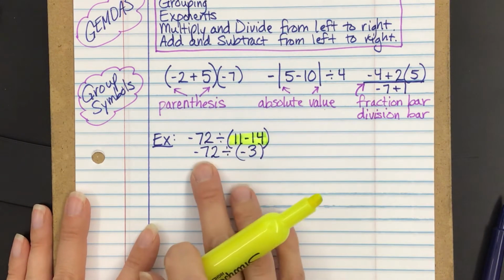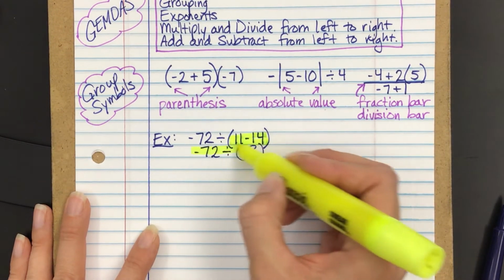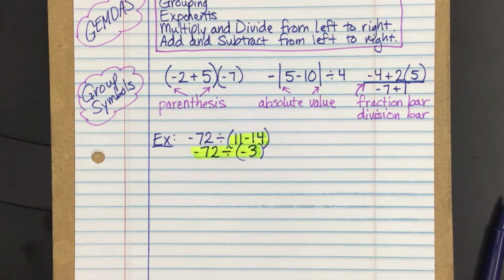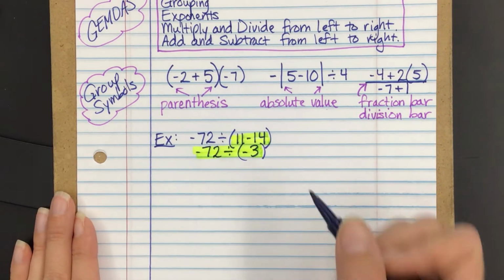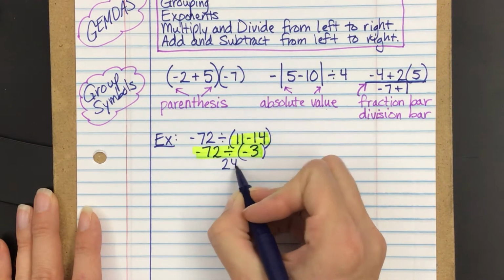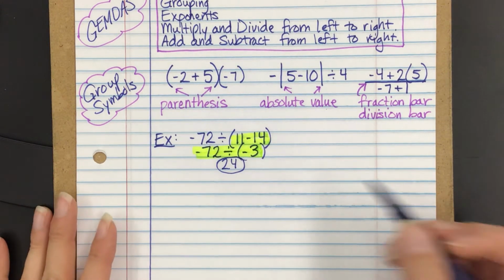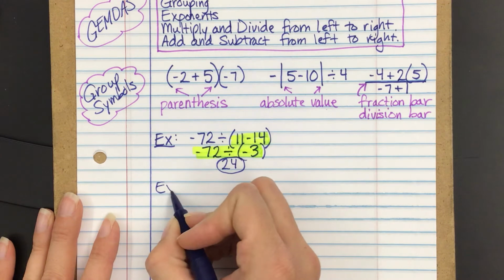Okay, and then you have negative 72 divided by negative 3. Obviously, that's the operation you're going to do next. It's the only one that's left, okay, which I believe is 24. Okay, and a negative divided by a negative is a positive. All right, so that's an example with parentheses. Let's go ahead and also do one that has a fraction bar in the mix, and then I'll give you guys some practice.